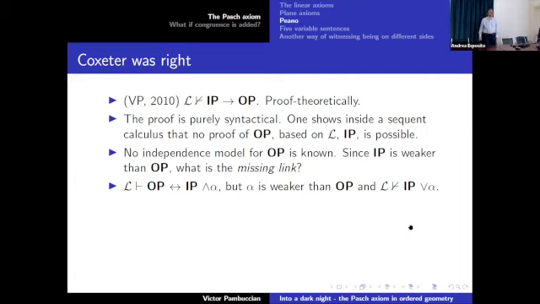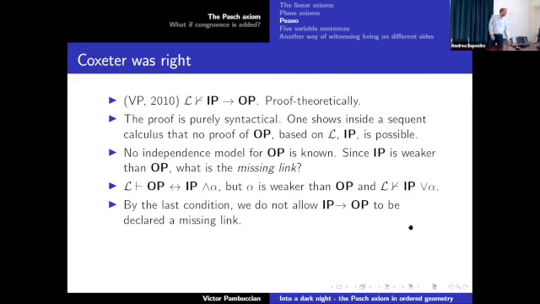And here is what a missing link should be doing. A missing link from inner Pasch to outer Pasch should be something such that outer Pasch is equivalent to the conjunction of inner Pasch and the missing link. The missing link itself is weaker than OP. And the ambient theory does not imply that one of IP or the missing link is true. The last condition is there to disallow IP implies OP as a missing link.